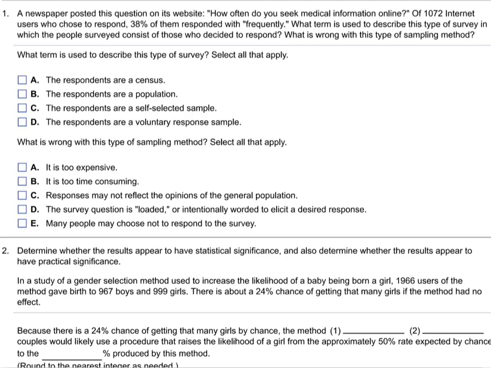The respondents are a census? No. What is a census? That's like everybody in the nation. No. Population, again, that's everybody. No. Self-selected sample, yeah. They chose to respond. You understand this was posted and people either chose to respond or not. Voluntary response sample? Yeah, that too. Basically, C and D are saying the same thing, aren't they? So they chose to respond. It's voluntary response.